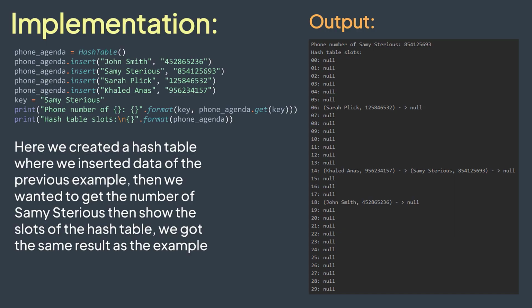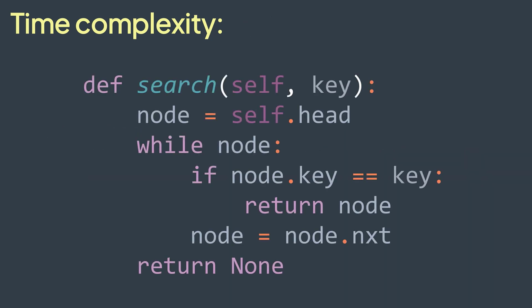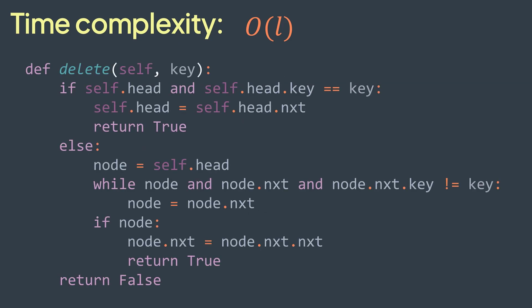Let's analyze time complexity now. Inserting a node at the beginning of a linked list is in O of 1 time because we don't traverse nodes. Searching for a node with a given key requires performing a linear search, whose cost depends on the length of the linked list, so its time complexity is O of L. L is the length of the linked list. Deleting a node is also in O of L because we need to traverse the nodes.